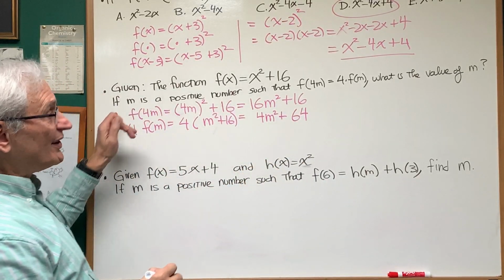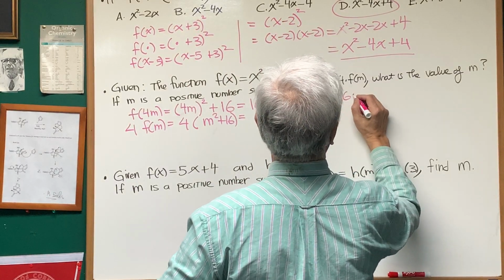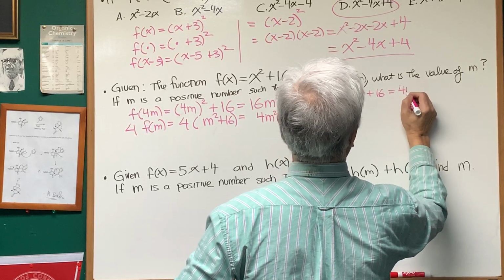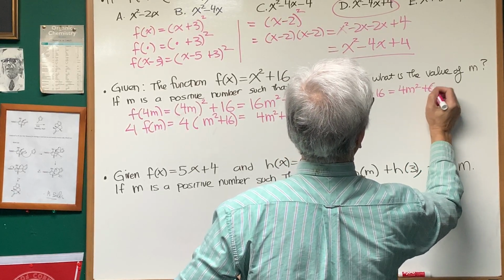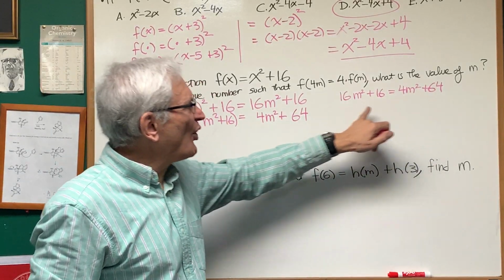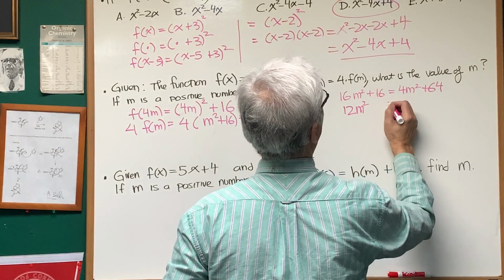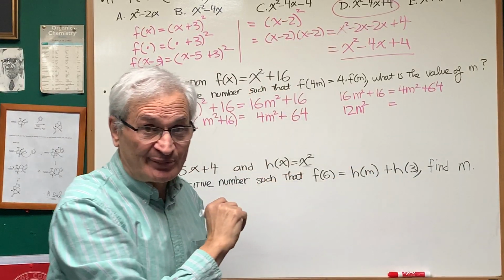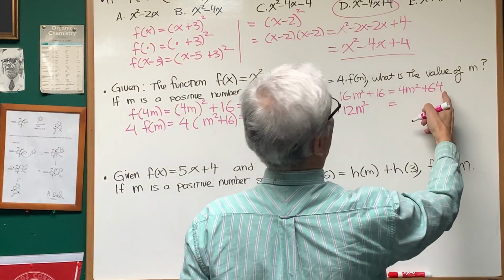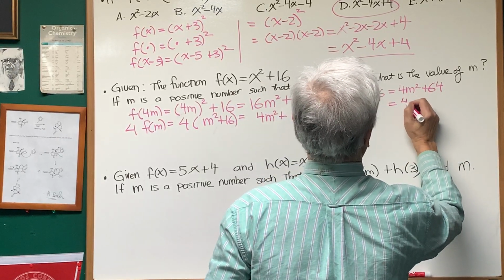So these two quantities are equal to each other. So it becomes a very simple algebraic problem. 16m squared plus 16 is equal to 4m squared plus 64. Very simple algebra. We subtract 4m squared from both sides to get 12m squared. We'll subtract 16 from both sides to get what? 64 minus 16 is 48.